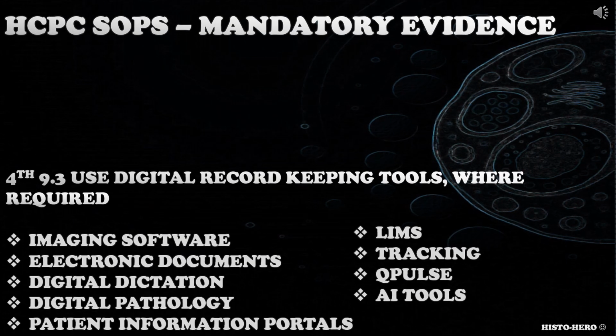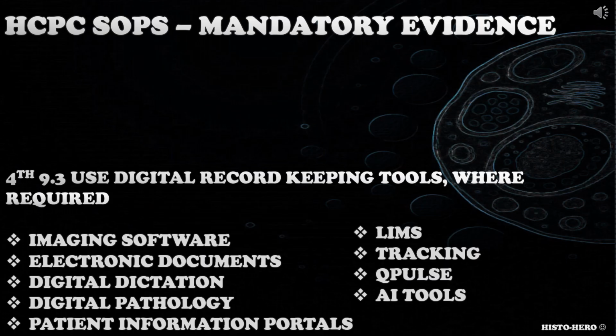The fourth standard is, use digital record-keeping tools, where required. This standard is asking you to use digital record-keeping tools, if it is required. First, what are the digital record-keeping tools? Where are you using them in your laboratory? Do you know how to use them appropriately? And how are you applying the principles of information and data governance?